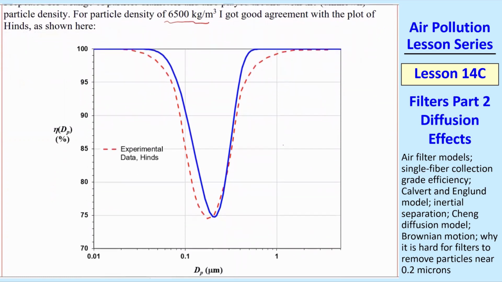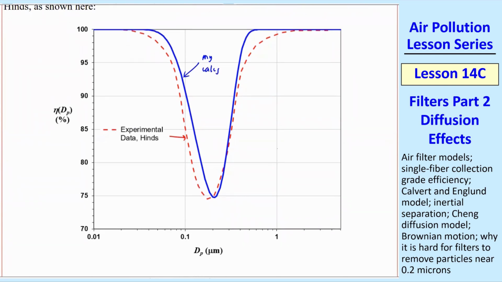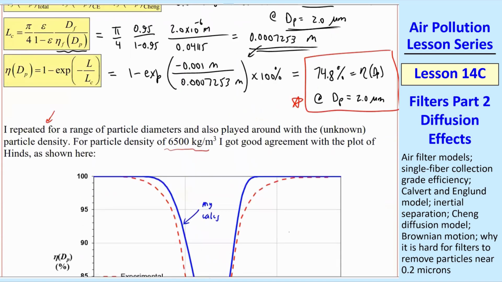So here's my final plot. Experimental data of Heinz are here, and my calculations are in blue. This is actually very good agreement. There's a lot of approximations in all of these calculations. Sanity check, here's 0.2, which is our particle diameter of interest. I actually picked the one that was very close to that dip there, and we get just under 75%, which agrees with what we had here.